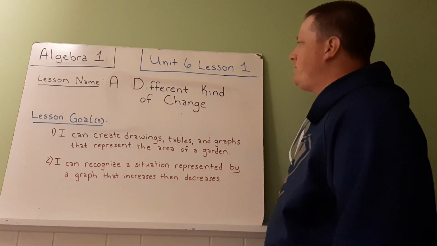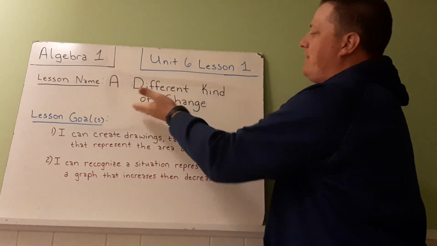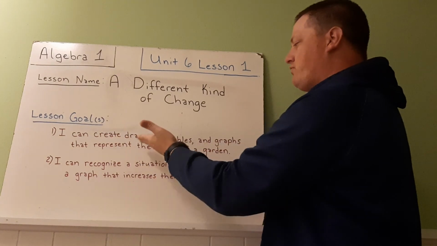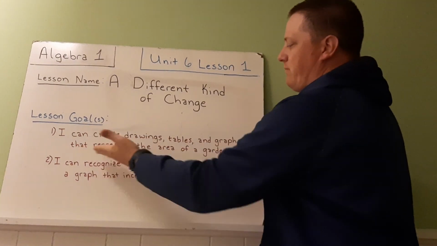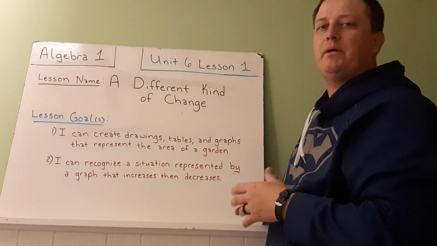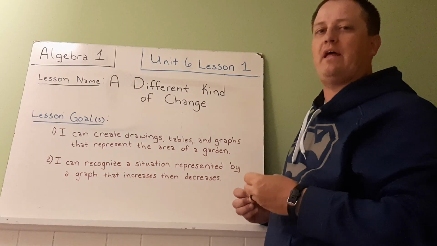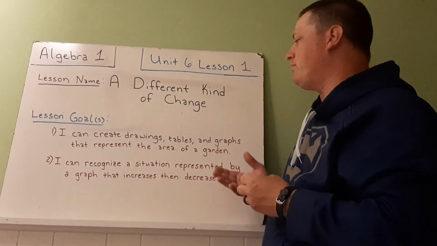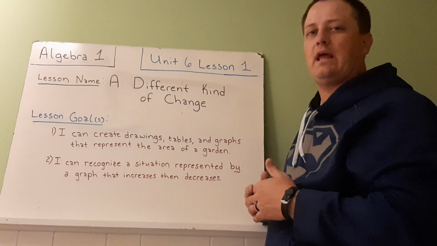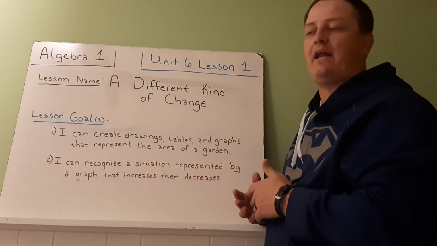All right, Algebra 1 students, let's look at Unit 6, Lesson 1, a different kind of change. So our goals here are, I can create drawings, tables, and graphs that represent the area of a garden. So we're going to look at the idea of building a rectangular garden and how we can represent that garden using tables and drawings and graphs. And so we want to use the length and the width and the area to figure out what's going on. And is there a pattern that's happening?